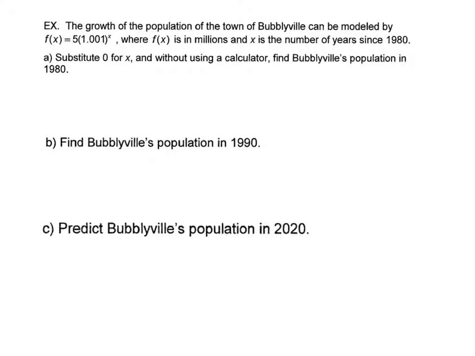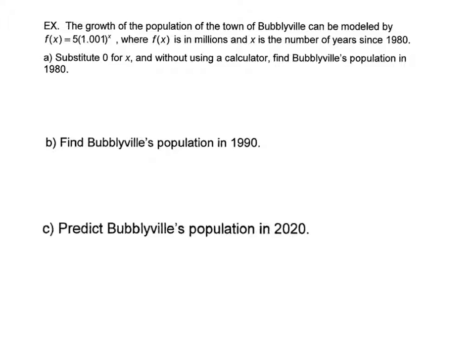Population growth and decay also uses exponential functions. So this problem says the growth of the population of the town of Bubbleyville, that's a little shout out to VeggieTales, can be modeled by f(x) equals 5 times 1.001^x, where f(x) is in millions and x is the number of years since 1980.